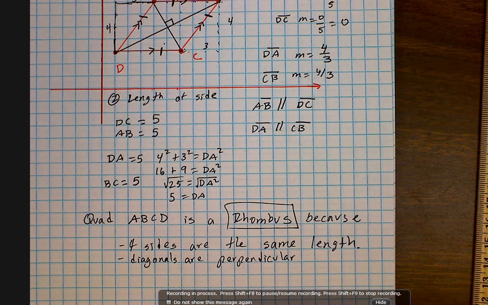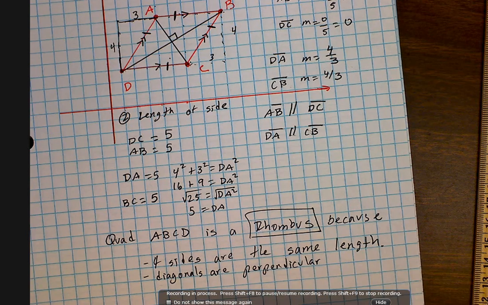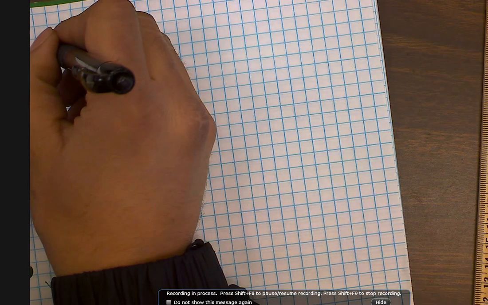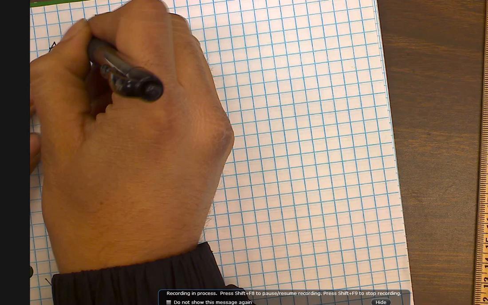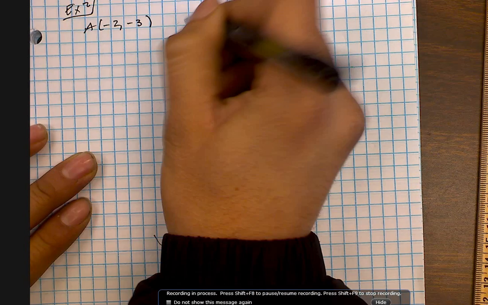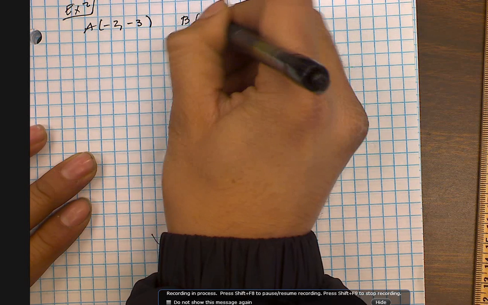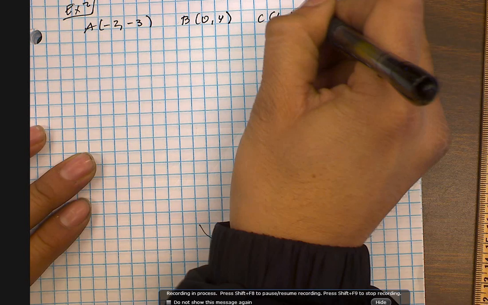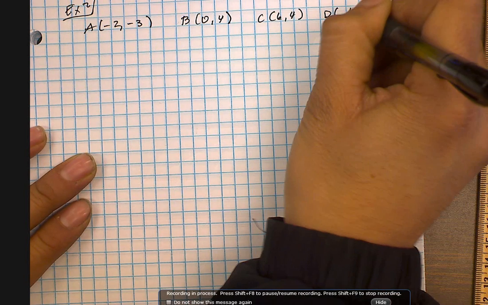Okay, let's look at a different one. Let's see. Let's look at this one. All right, so let's say you're given these points. A is at -2, -3. Okay, so I guess it's example 2. B is at 0,4. C is at 6,4. And D is at 4,-3.